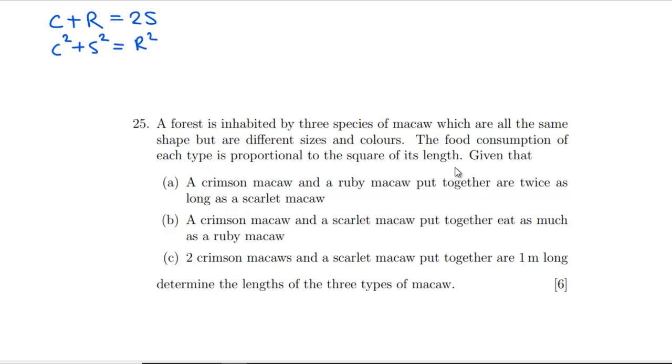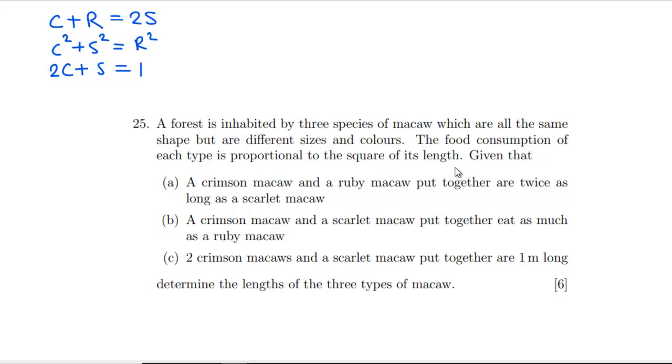Okay, so these red ones are greedy parrots. 2 crimson macaws and a scarlet macaw are 1 meter. So 2 crimson plus a scarlet equals 1 meter. Determine the lengths of the 3 macaws. Right, okay. I mean, these are just so tedious, it's ridiculous.